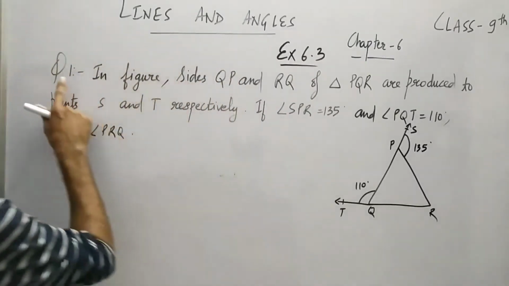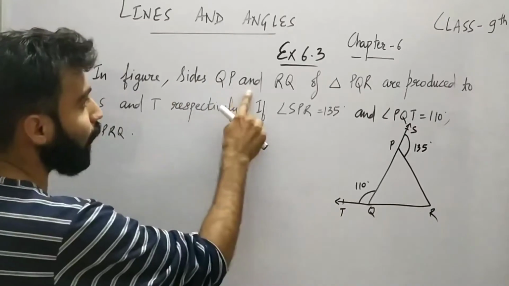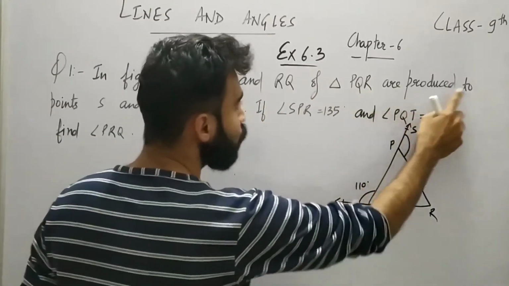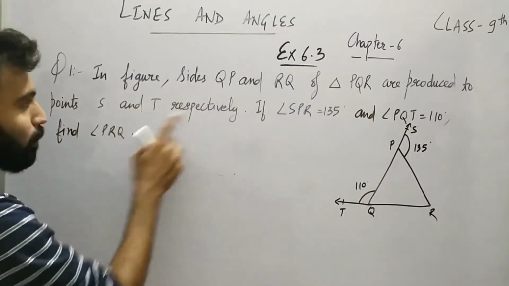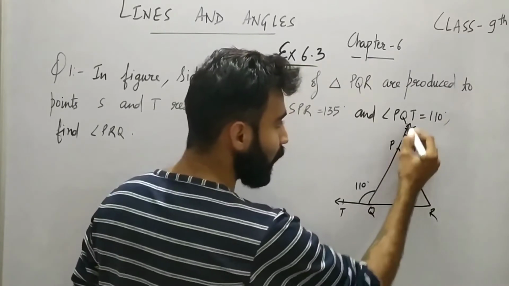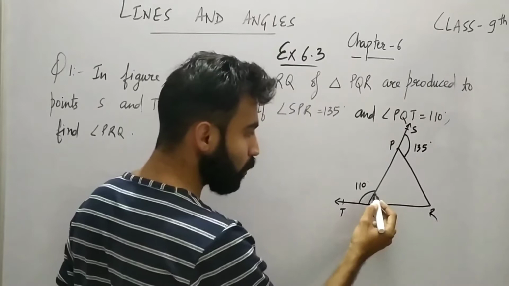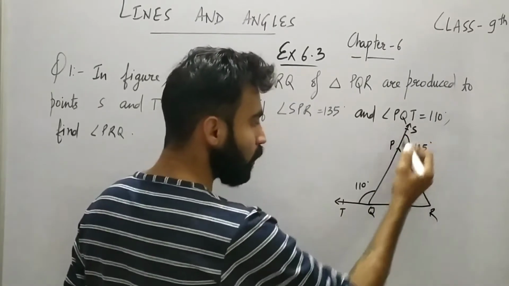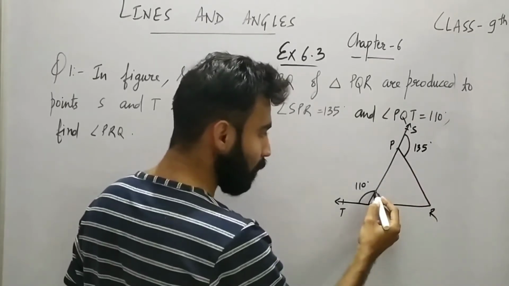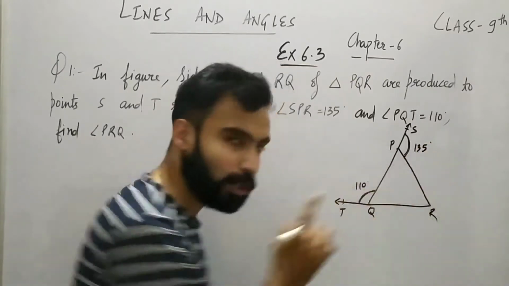Now in here, the first question is that in the given figure, sides QP and RQ of triangle PQR are produced to points S and T respectively. You will see here that side QP is produced to point S and RQ is produced to point T. So both sides are produced to S and T. Then you can see that this triangle PQR now has two external angles. One is 110 and the other one is 135, as you can see here, right?